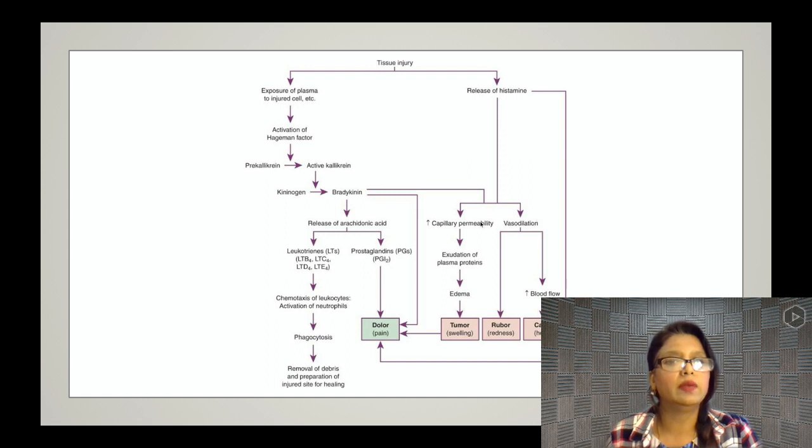Cause vasodilation, capillary permeability. Another part is that our body responses will activate Hageman factor, and that will cause the cytokinins. And cytokinin releases will activate prostaglandins and then leukotrienes in the system, and causing all of that release.